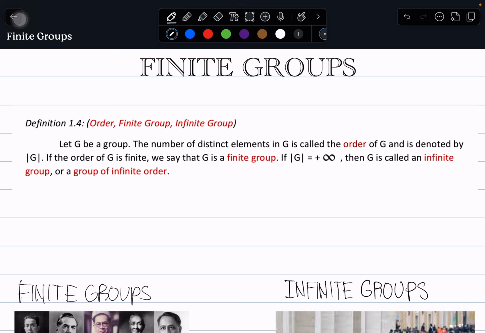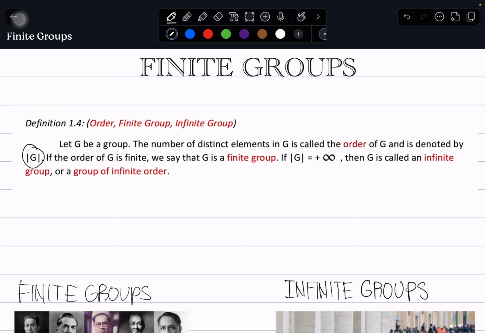So let G be a group, and the number of distinct elements in G is called the order of G, and is denoted by this, which is read as the order of G. Now, if the order of G is finite, we say that G is a finite group. Now, if the order of G is equal to positive infinity, then G is called an infinite group, or a group of infinite order.